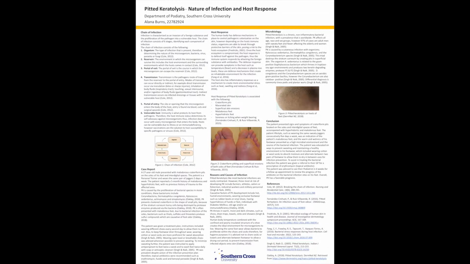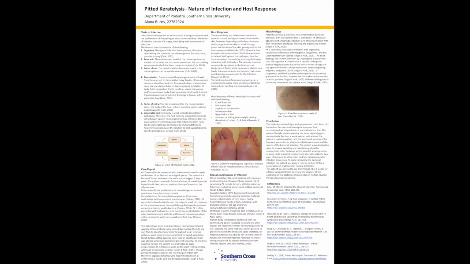Stage 3. Portal of exit. The portal of exit is the course in which the microorganism can escape the reservoir. Stage 4. Transmission. Transmission is the pathogen's route of travel from the reservoir to the portal of entry. Modes of transmission can occur directly or indirectly.